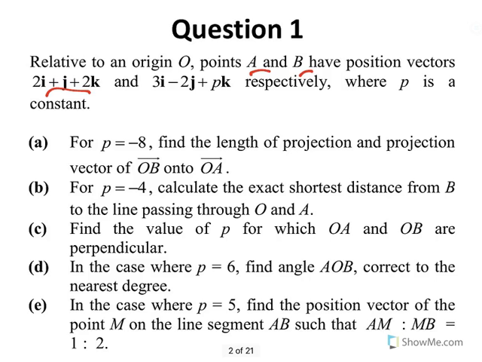Okay, for p equals negative 8, find the length of projection and projection vector of OB onto OA. So length of projection and projection vector, there's a difference. Like I say, you must know who is the one being projected upon, who is the one that's projecting. Recall again, in your notes, you have studied this. Don't know, go and force yourself to memorize.